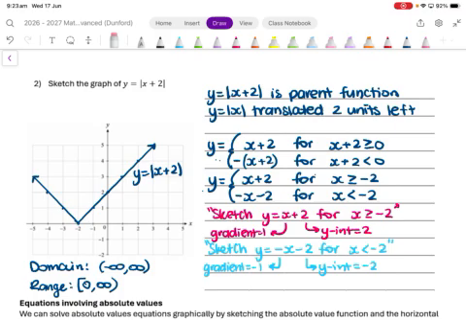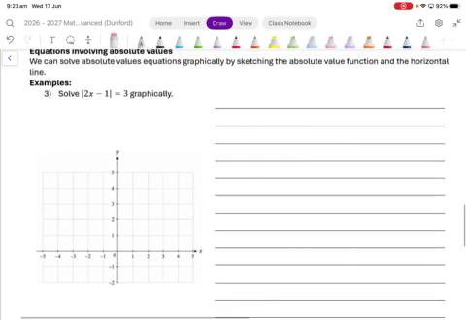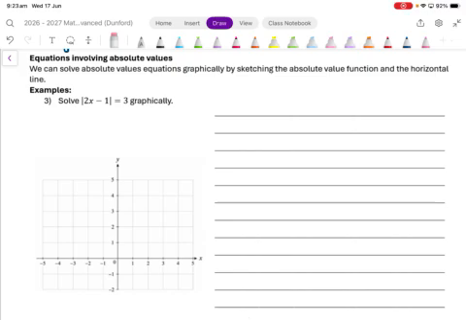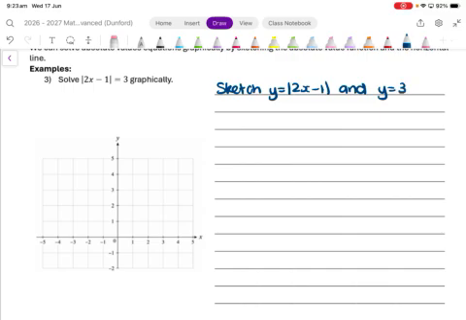Okay, the last thing that we're going to do is look at equation solving with absolute values. So we can solve absolute value equations algebraically. We learned how to do that back in topic 2, but we can also sketch the absolute value function and a horizontal line to find the points of intersection. Now, what we want to do is sketch 2 lines. We need to sketch our function y equals the absolute value of 2x minus 1 and y equals 3.